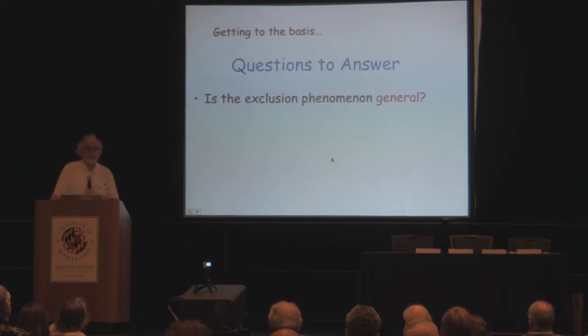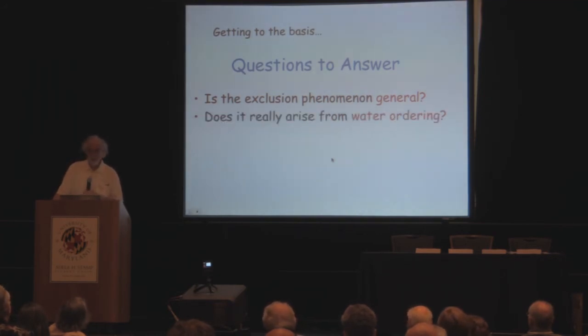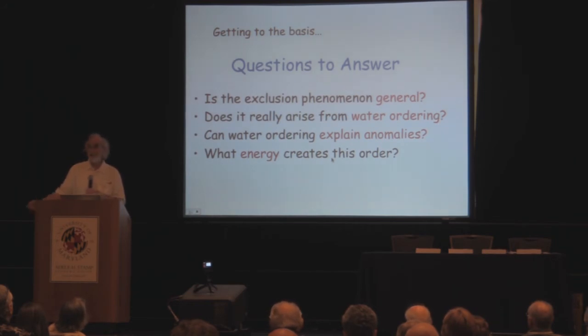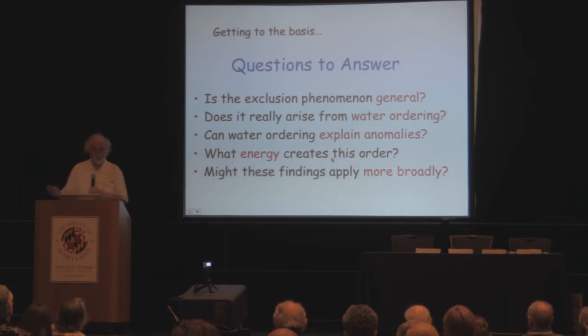The first is, is this really a general phenomenon or just some quirk of a few particular gels? Does this zone arise because the water inside is ordered in some way, or something else? Can water ordering explain the many anomalies that are well known to exist regarding water? And in order to create order, you need energy. So where on earth does the energy come from? Not obvious. At least it wasn't to us for quite a while.